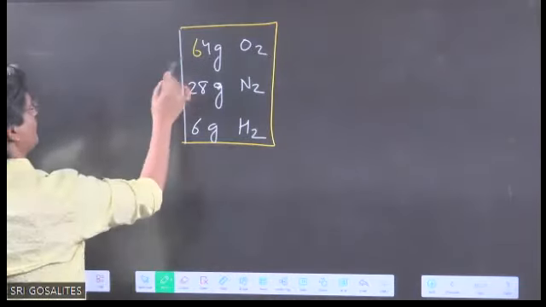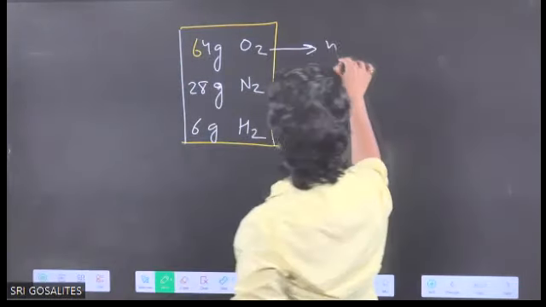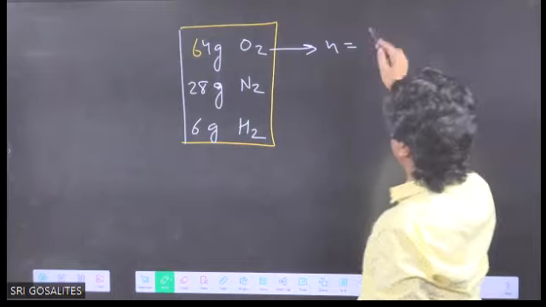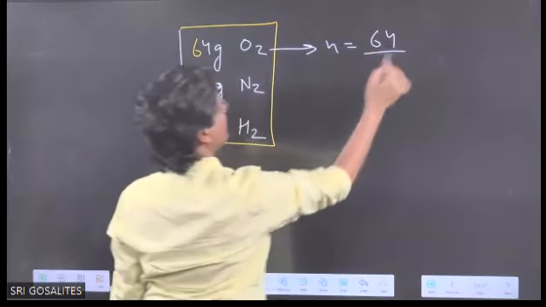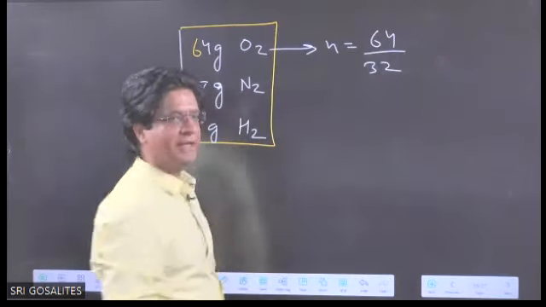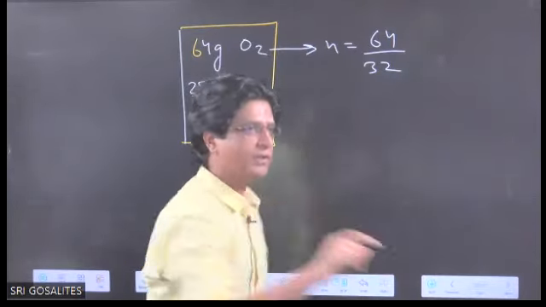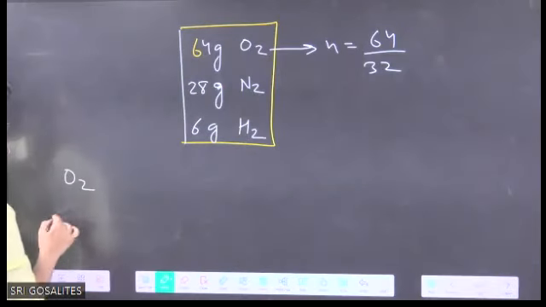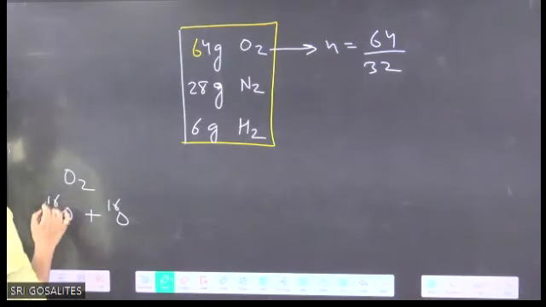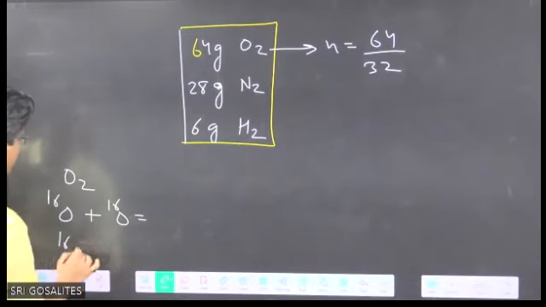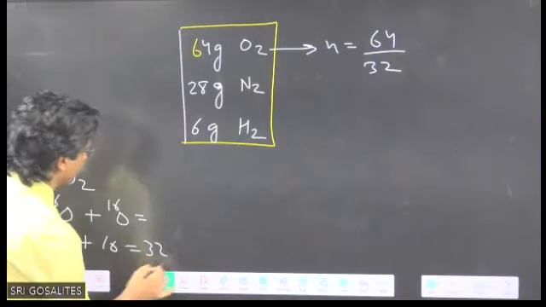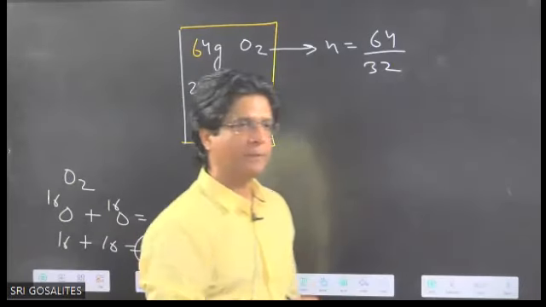How? See, if I take O2, number of moles will be weight upon molecular weight. Weight is given as 64. Molecular weight of O2 is 32. See that? O2 is made up of O and O. 16 and 16 will be how much? 16 plus 16 equals 32. Remember that? Atomic weight is 16.